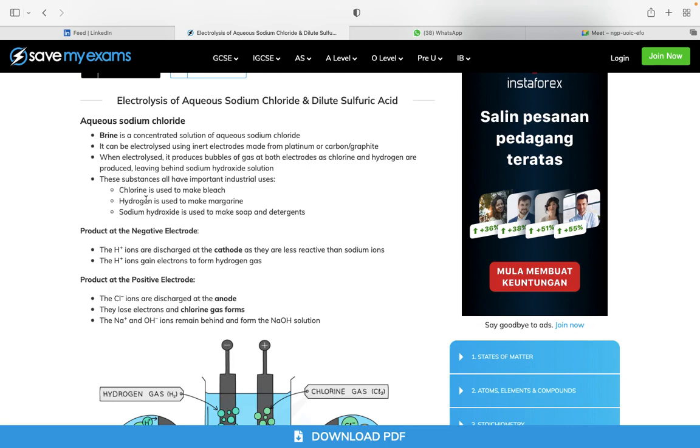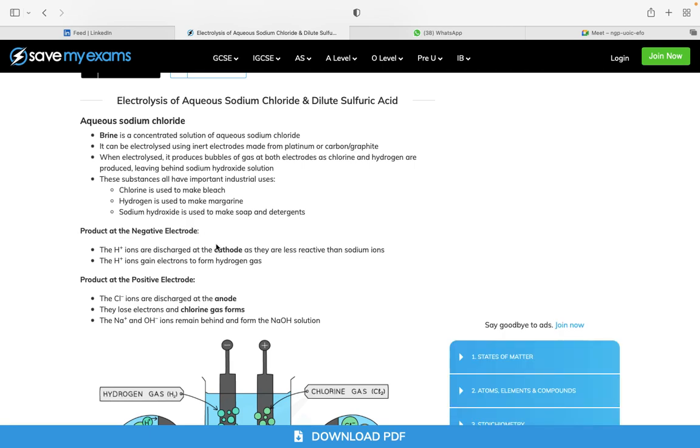Yes. Now let's take a look at the product at the negative electrode. The negative electrode is the cathode. So let's take a look. What is found at the cathode is the hydrogen ion. The hydrogen ions are discharged at the cathode. They migrate.